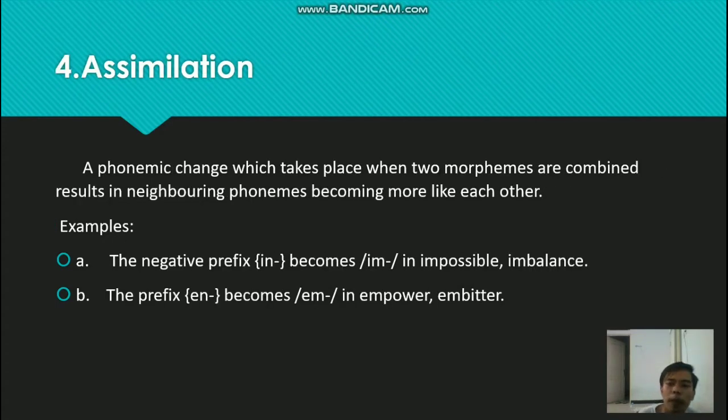The fourth is assimilation. Assimilation is a phonemic change which takes place when two morphemes are combined, resulting in neighboring phonemes becoming more like each other. For example, the negative prefix in becomes im in impossible and imbalance. The prefix en becomes em in empower, embitter.